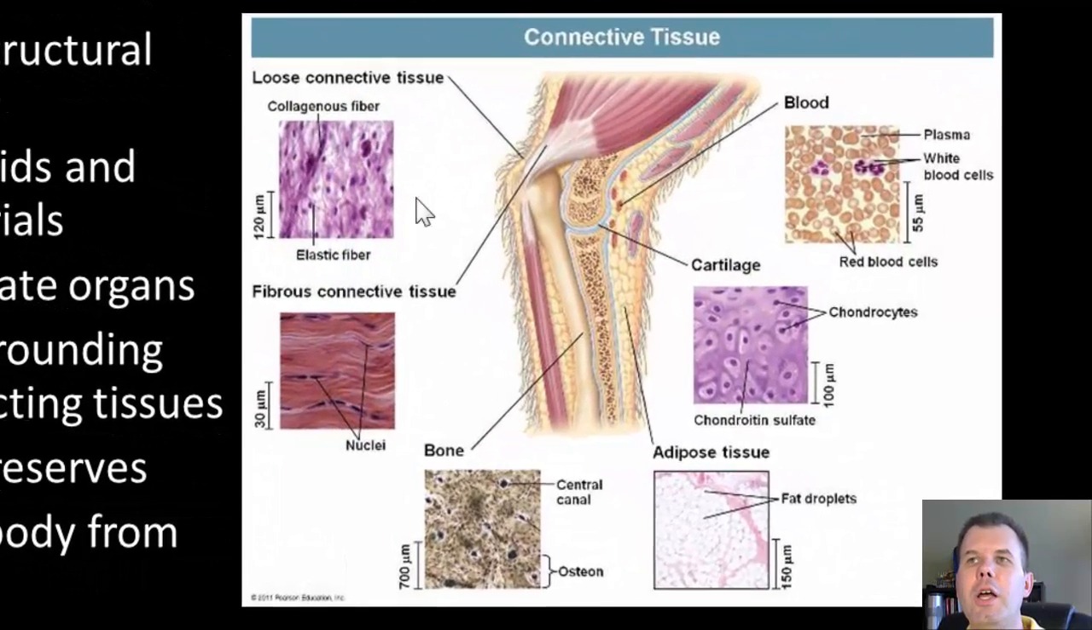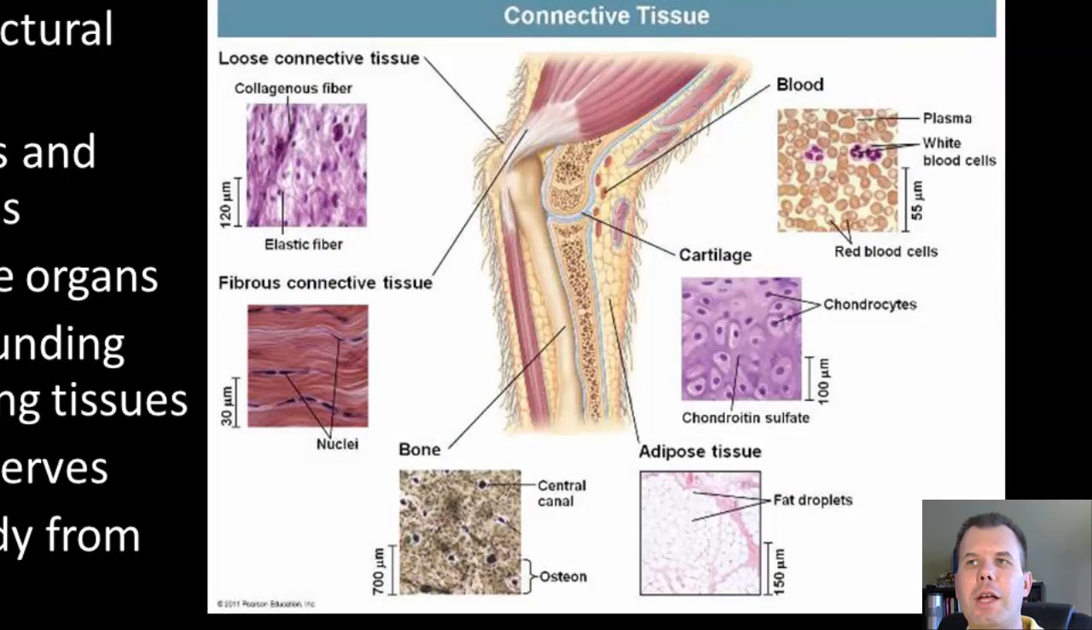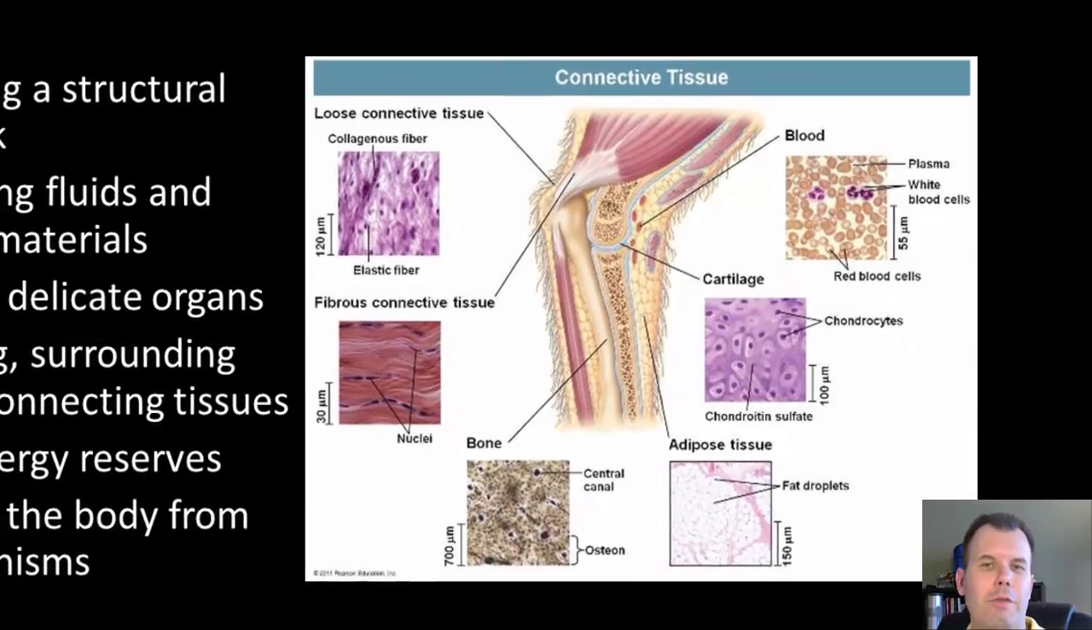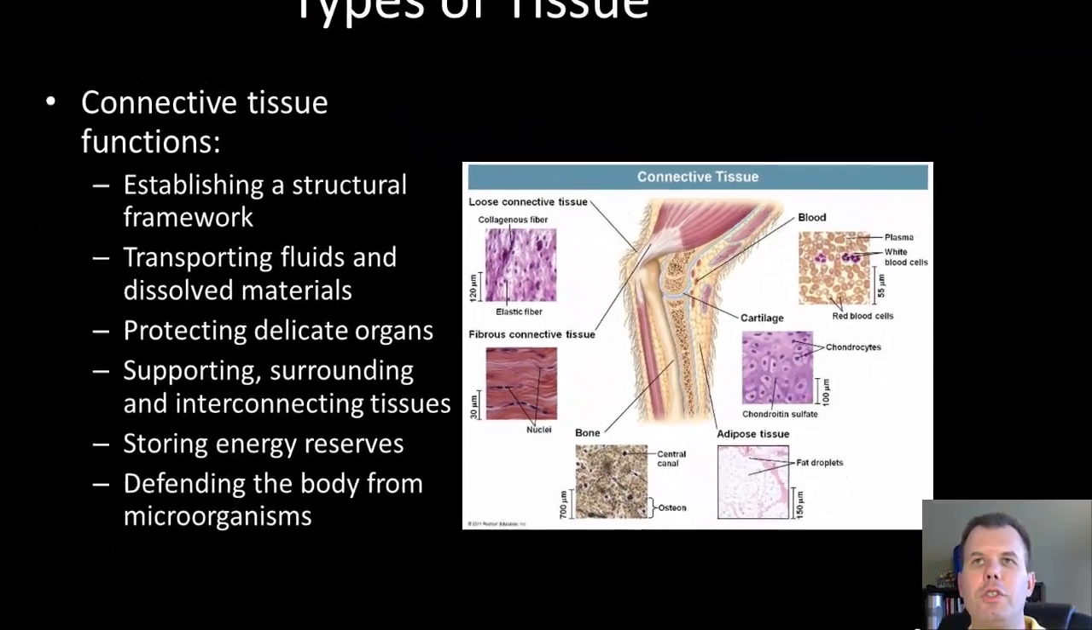And you can see here an example of all the different types of connective tissue that we have out there. Again, we have fat cells, we have the fibrous connective tissue, which is the ligaments and tendons. We have the loose connective tissue, which is loose fibers that connect the tissues together, and we talk about bone, cartilage, and then the blood as well. So all these different things inside our bodies are different types of connective tissues, and they have a wide range of functions.